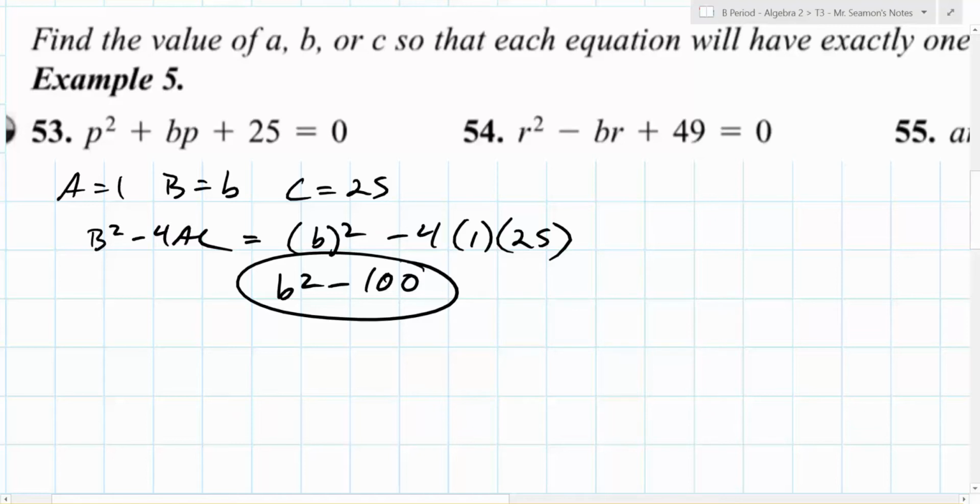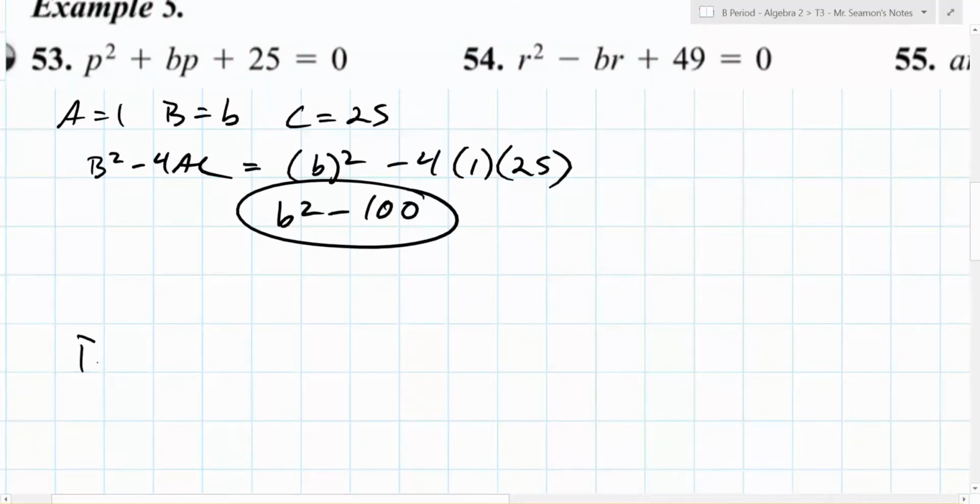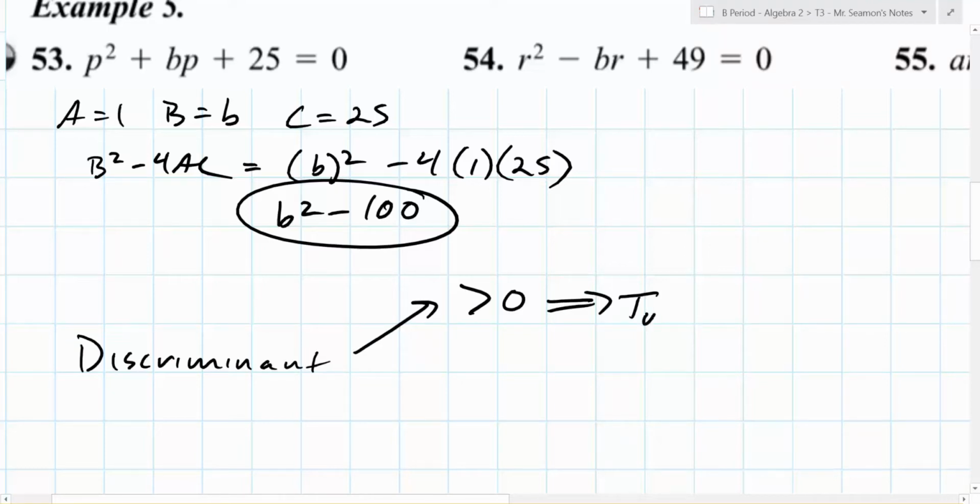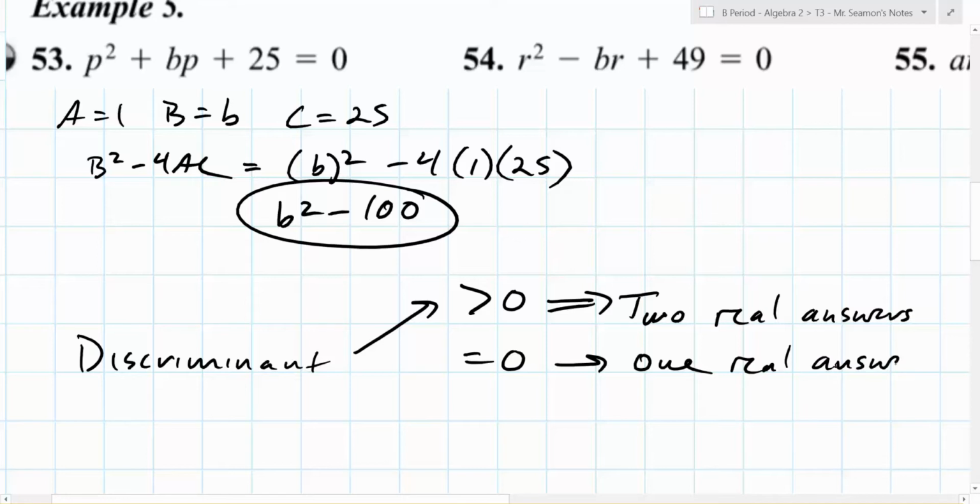And there's 3 different types of numbers it could be. The discriminant, if it is greater than 0, what do you have? 2. If it's greater than 0, you have two real answers. Yeah. Two real answers. They could be rational or irrational. If it's equal to 0, what do you have? 1 real answer. And that is rational. And then if it's less than 0, you have 2 what? 2 imaginary answers.